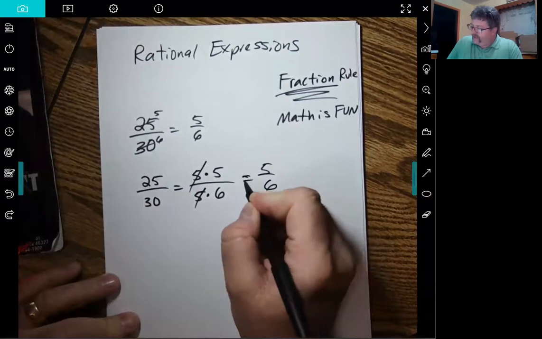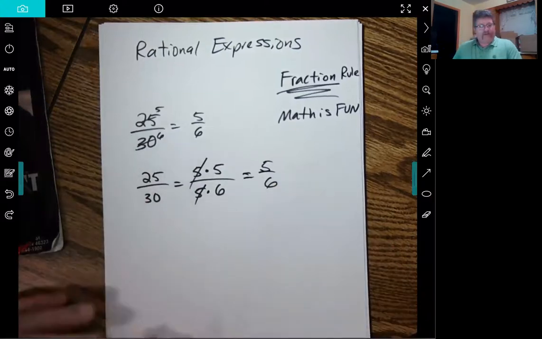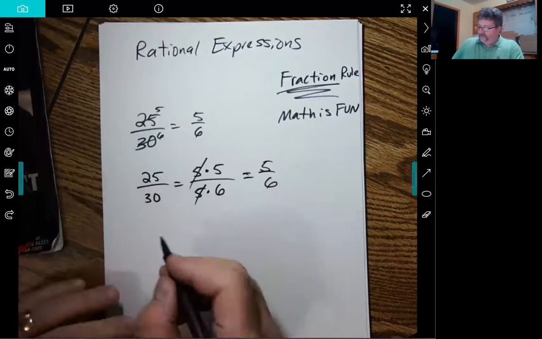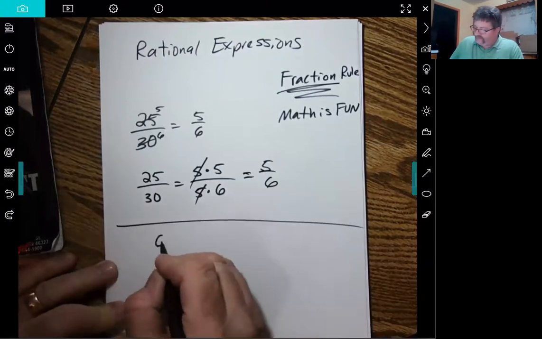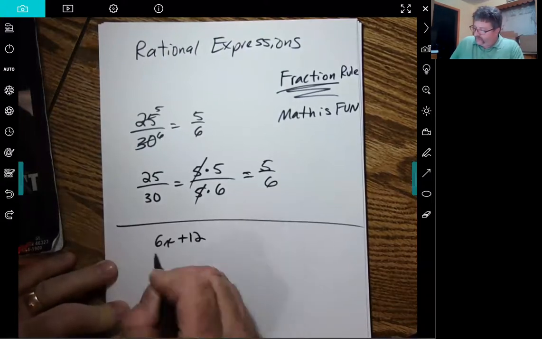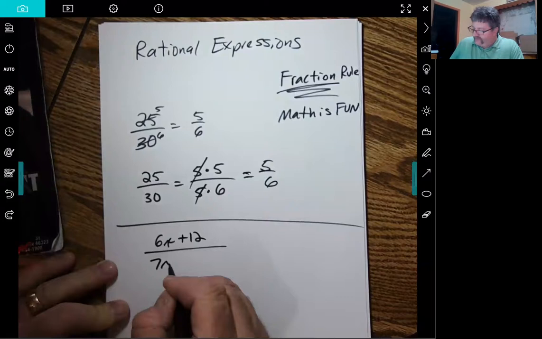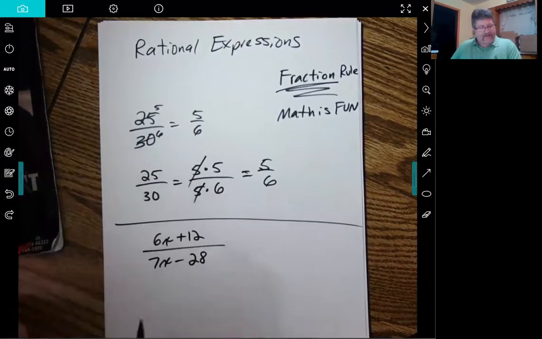We're going to do that now with polynomials. Okay, same idea. We're going to take a polynomial like this one, 6x plus 12 as a numerator, and 7x minus 28 as a denominator. And this one looks, just thinking about this is kind of boring here. Yeah, nothing's gonna happen here. I'm gonna skip that one because literally nothing happens there. What a dumb example that is.